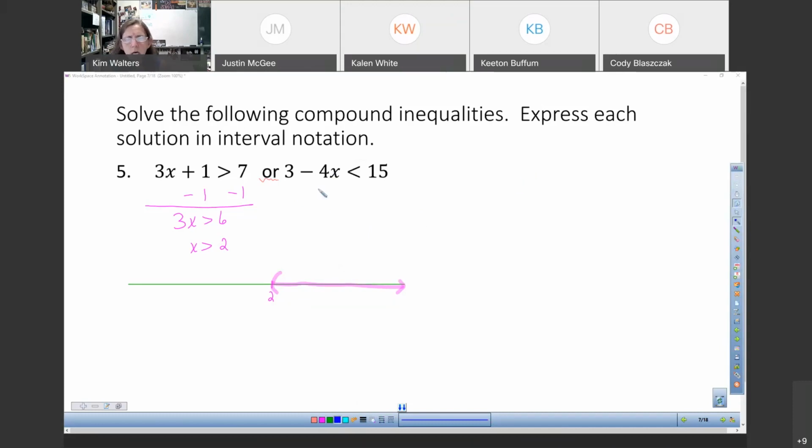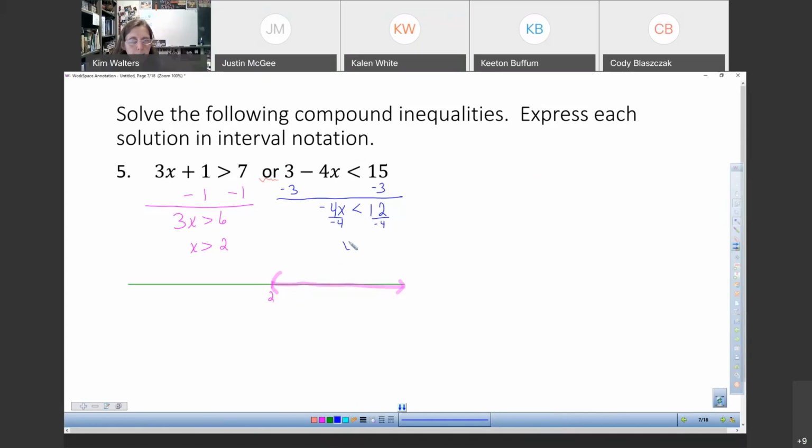On this one, we have to be really careful here because I have a minus 4x. So I'm going to start by subtracting 3 from both sides. And this is going to give me negative 4x is less than positive 12. Dividing both sides by negative 4.